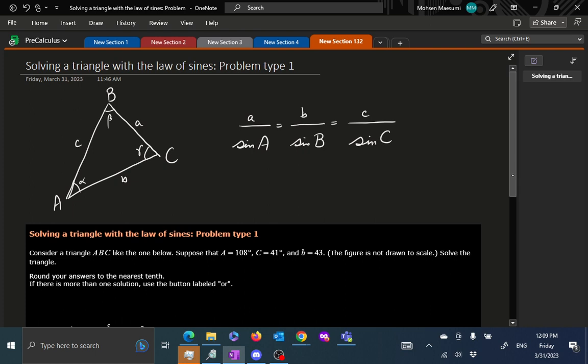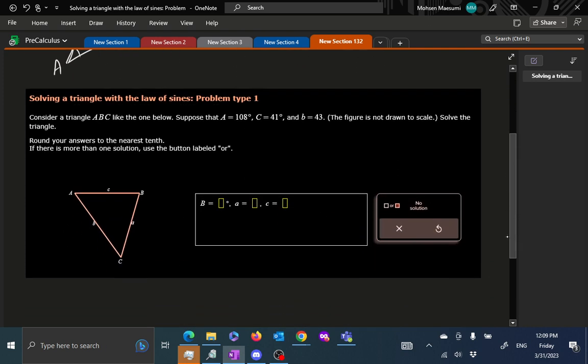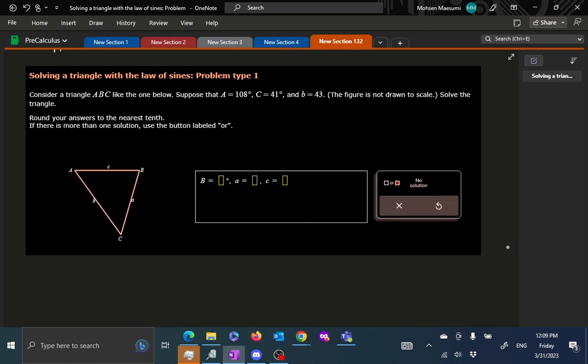And here's a basic application of this. So we have a triangle, and we are told that this is not drawn to scale, obviously. A is 108, this is 108. C is 41, so of course this is not drawn to scale. And b is this one, this is 43 feet or meters or whatever it is. We want to solve the triangle, which means finding whatever is missing: angle B, side a, side c, that's the quantity that is required.